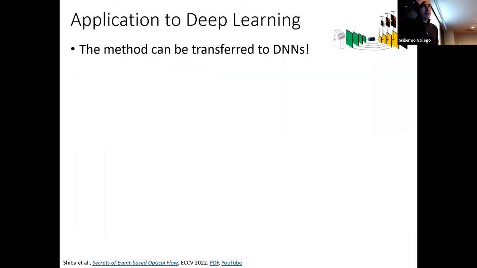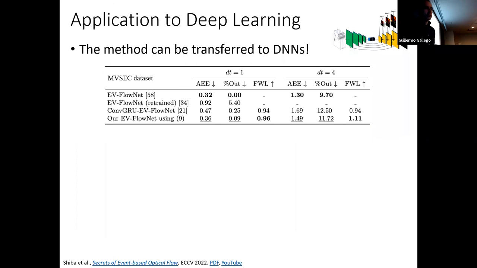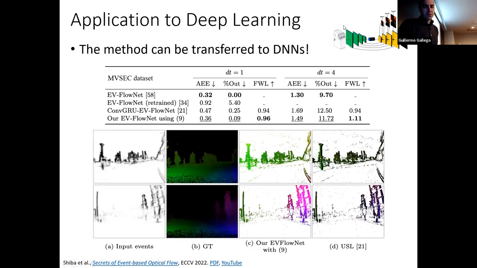Interestingly, all the things that I showed you are model-based ideas, but they can be transferred to deep neural networks. So what we did is we took the FlowNet and trained it with the loss function that we presented before, and it gives quite good results.